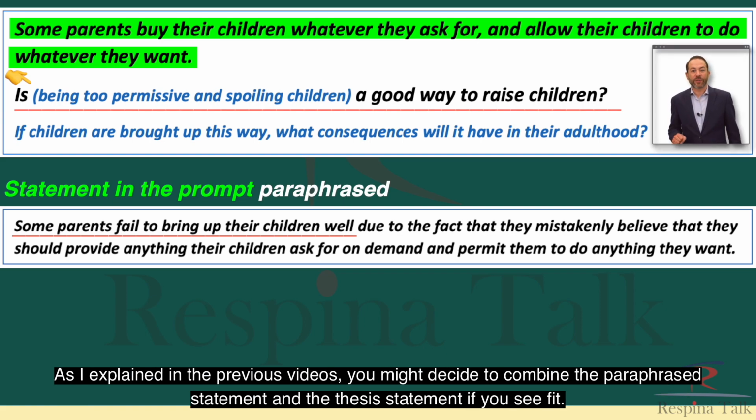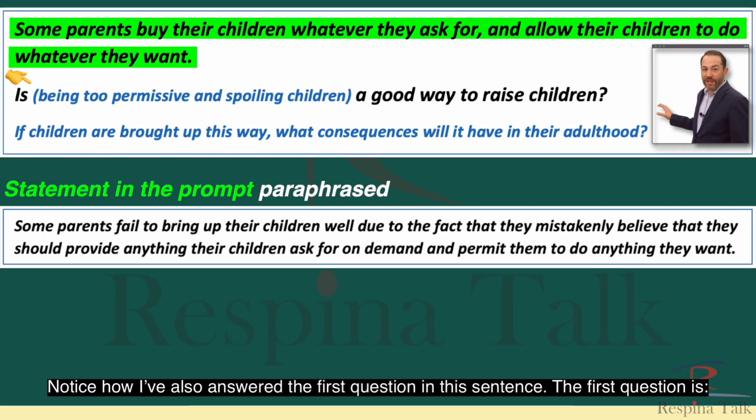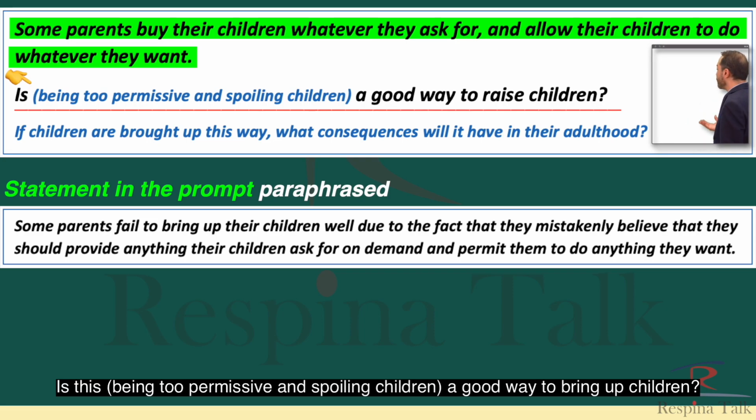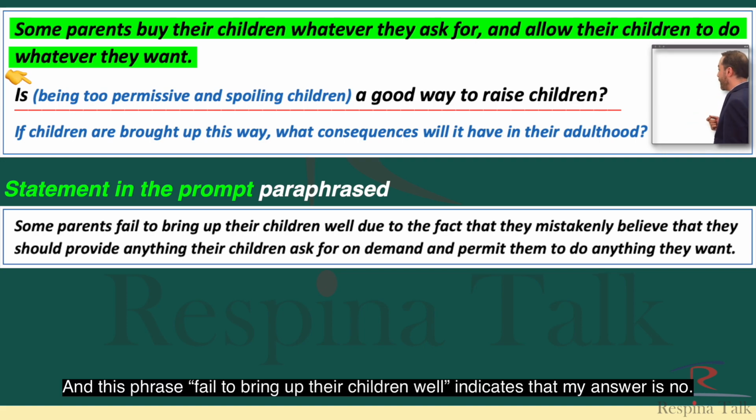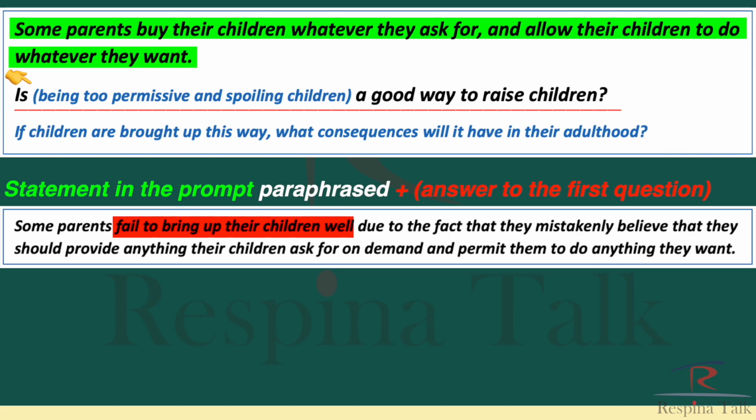As I explained in the previous videos, you might decide to combine the paraphrased statement and the thesis statement if you see fit. Notice how I have also answered the first question in this sentence. The first question is, is being too permissive and spoiling children a good way to bring up children? And this phrase, fail to bring up their children well, indicates that my answer is no. So I have the rephrased statement now.